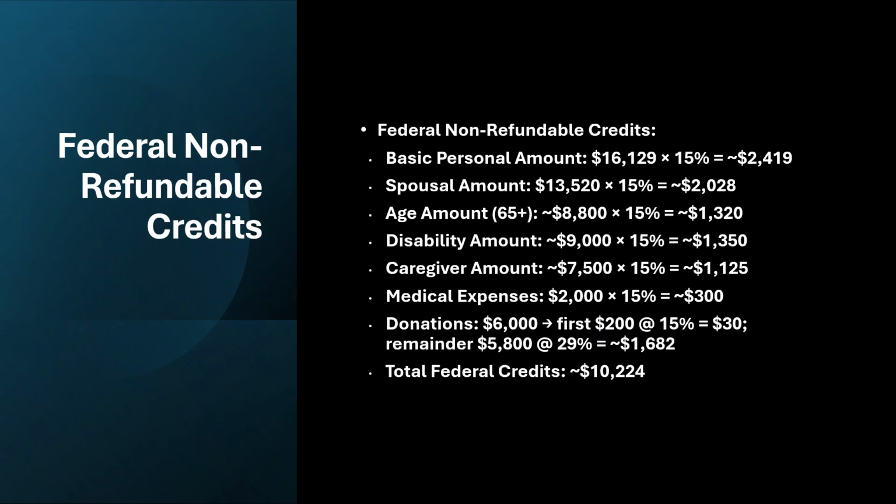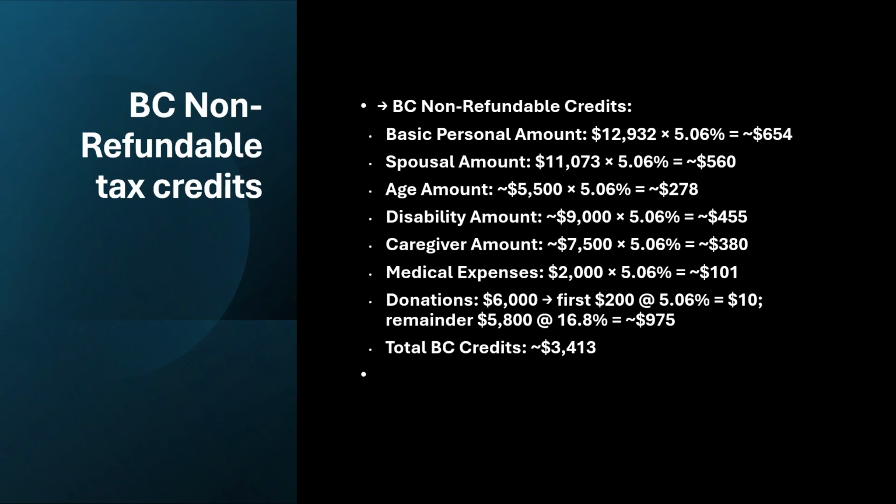But let's talk about one of the most proactive planning tools people have, charitable donations. Yes. Our taxpayer donated a substantial $6,000. How does that tiered system specifically reward a high earner like this? It's highly strategic. For anyone, the first $200 of donations is credited at the lowest federal and provincial tax rates. But, and this is critical, every dollar you donate after that first $200 is credited at the highest available tax rate, both federally and provincially.